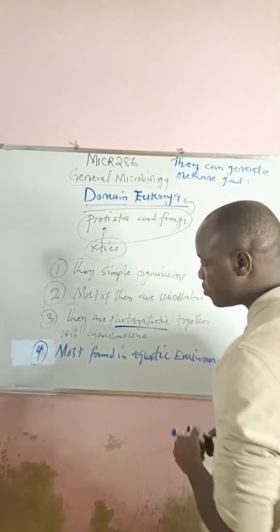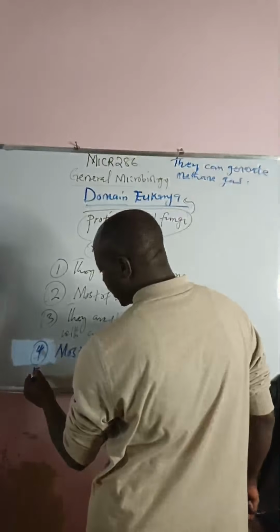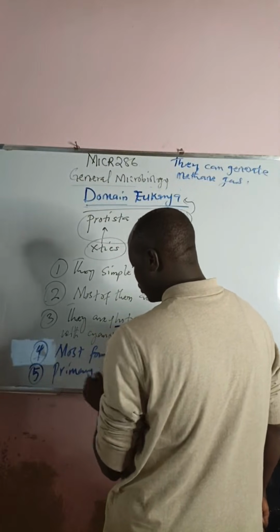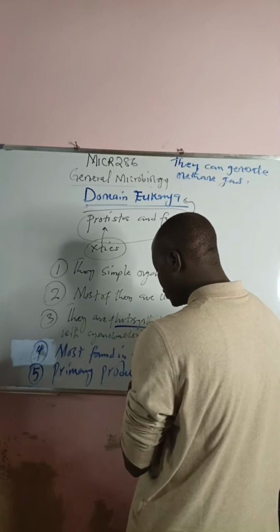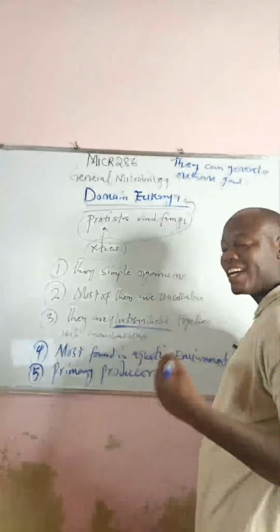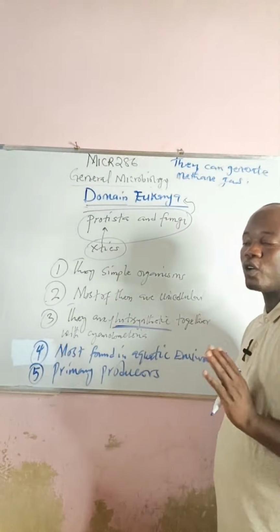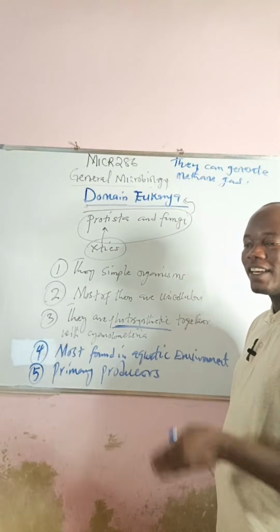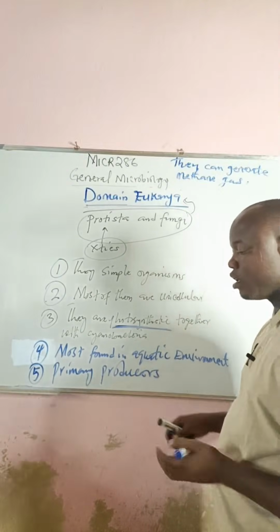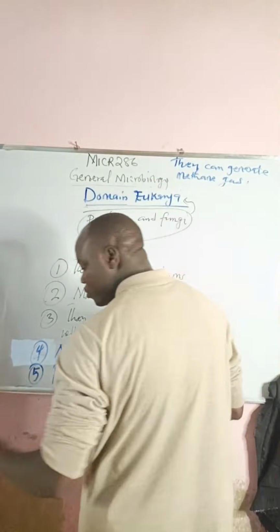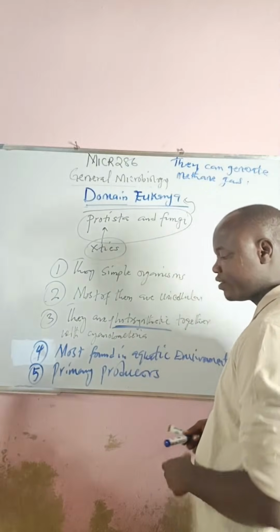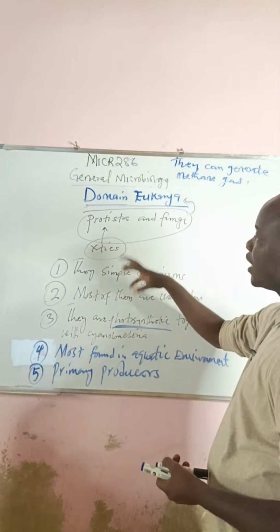And then there are primary producers. And of course, when we say primary producers, it is because they are undergoing photosynthesis, meaning that they can generate their own food on their own. So that is why they are primary producers in the food chain. So this is what I want you to understand.